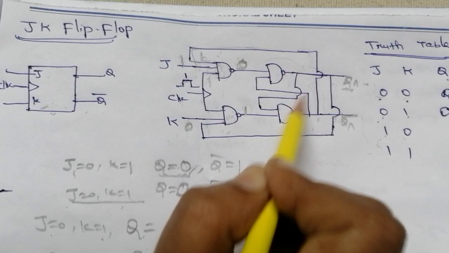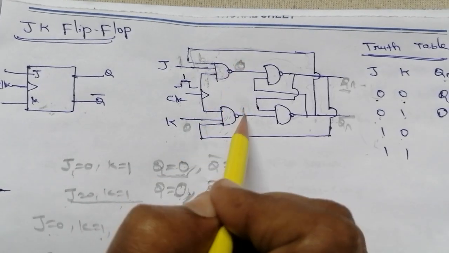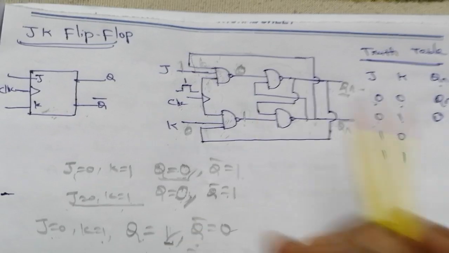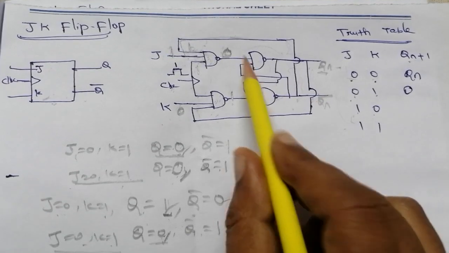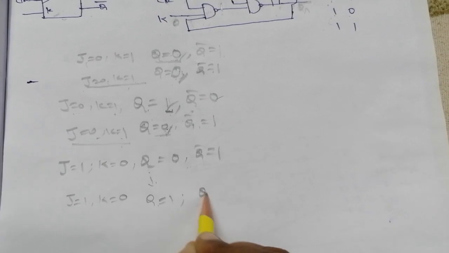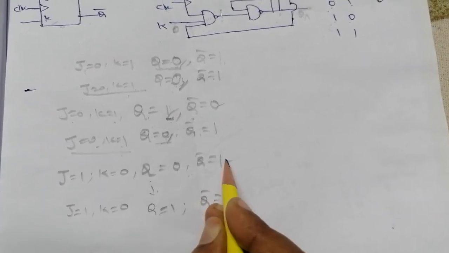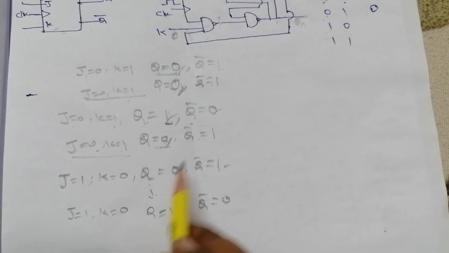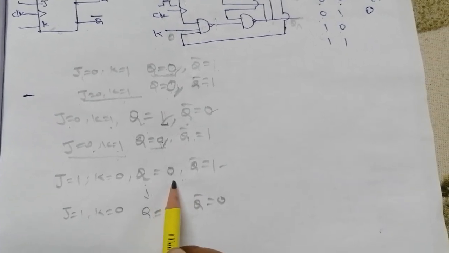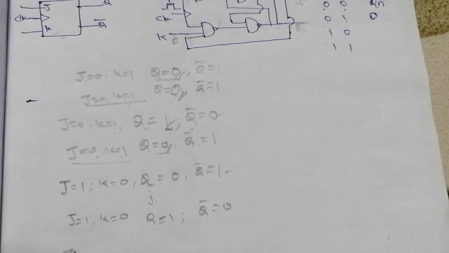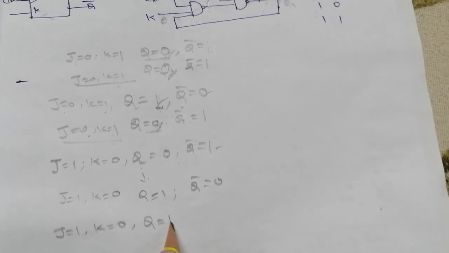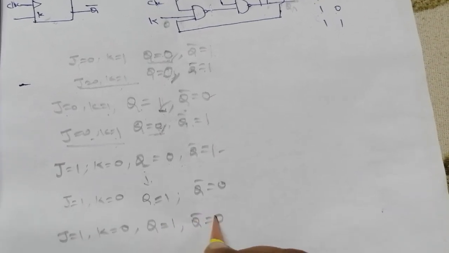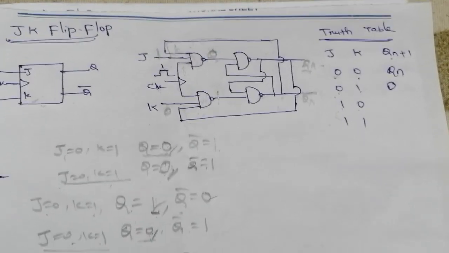Now the SR NAND latch input is 0, 1. The 0, 1 combination provides the next state of the SR NAND latch as 1. So the next state will be 1. If Q is 1, then Q bar is 0. This is the first case. But there is a possibility that the past output may be 1 also. So in that case also we are going to check for the input J equal to 1, K equal to 0. Then the past output, let's consider 1. Q is 1 means Q bar is 0. Now check with that circuit.